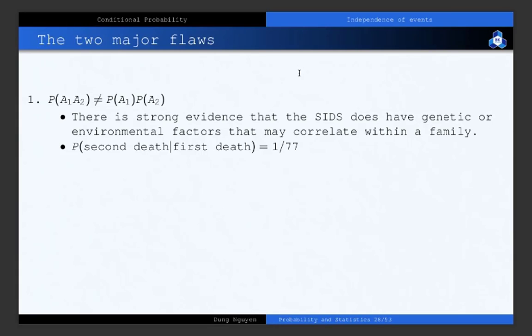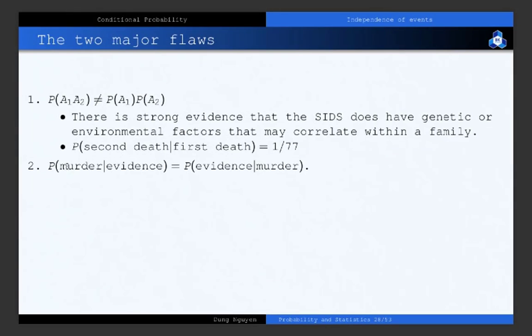And people found that the probability of the second death given the first death should be 1/77 instead of 1/73 million. Now, there is another flaw.